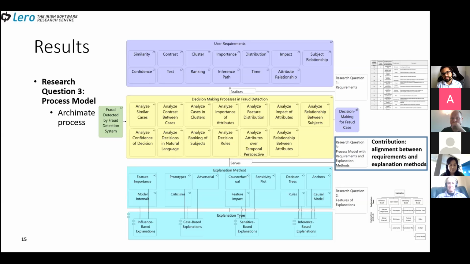I use the Archimate language for modeling this meta design, and the aim is to enable fraud experts to reflect on their own decision-making tasks and requirements and understand the capabilities of explanation methods aligned with those requirements. So in between tasks and explanation methods, it should be developed the process model representing the outcome of my research question 3. Then from this meta design, I have designed a process for validating with fraud experts during my evaluation steps.